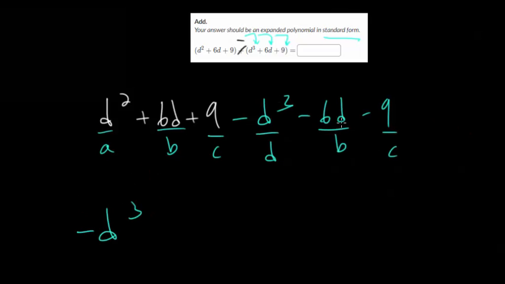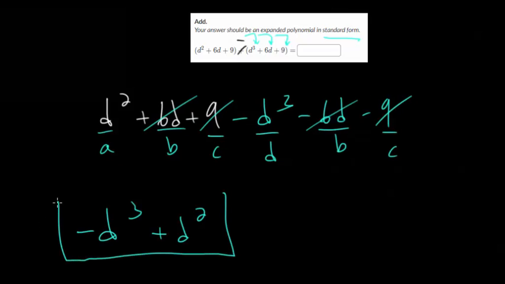And then let's do the a's next because we want the squares. So we have d squared, and that's it. So we'll just write plus d squared. Now we have the d terms, and we have plus 6d and minus 6d. So those are going to cancel. And then we have the constant terms. We have plus 9 and minus 9. So those are going to cancel as well. And so this would be our final answer written in standard form.